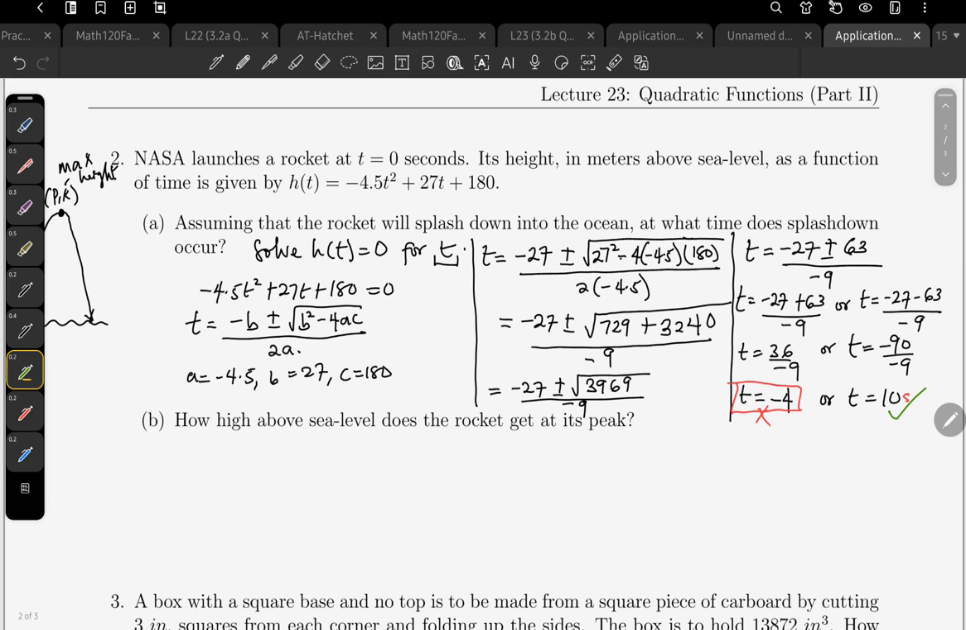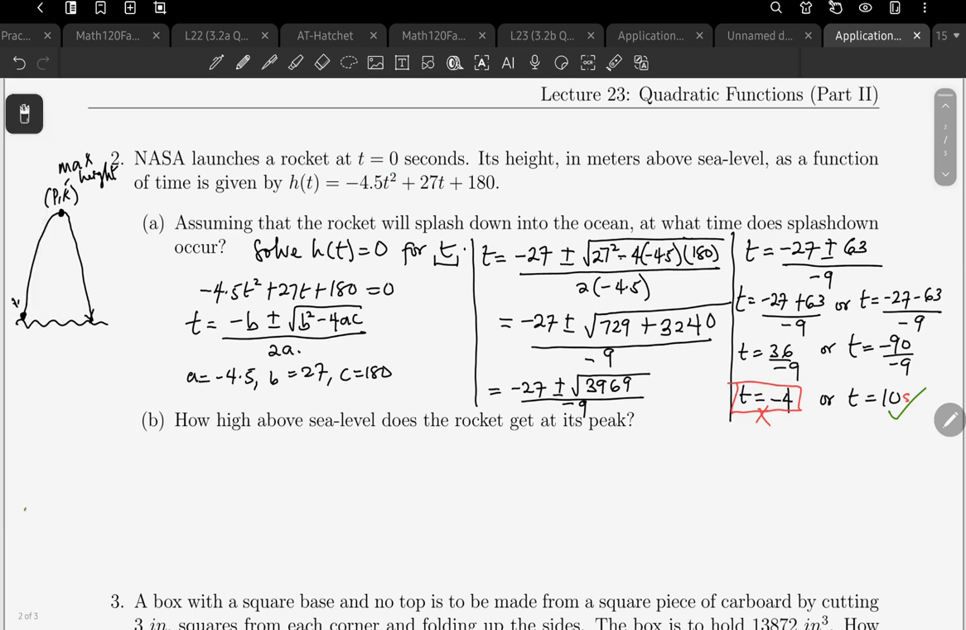The next one, how high above sea level does the rocket get at its peak? That is basically just asking for the k coordinate, the y coordinate of the vertex, because I've told you that talking about minimum or maximum value is just asking for the vertex, and the maximum value is usually the k that we have in the vertex, and the time taken to reach the maximum value. Maybe I should just use tm for the time to reach the maximum value. Tm is what we used to know as h.